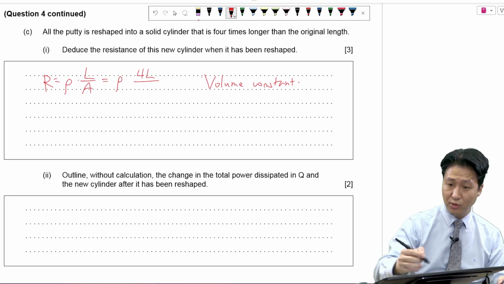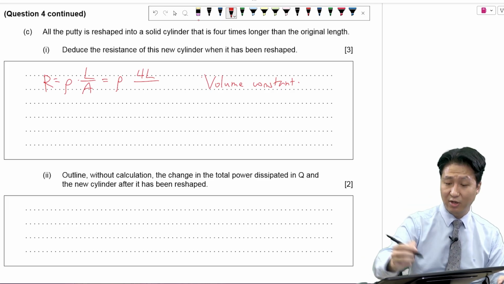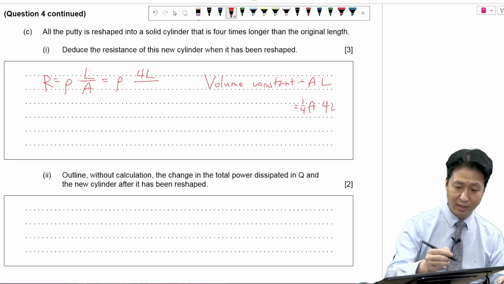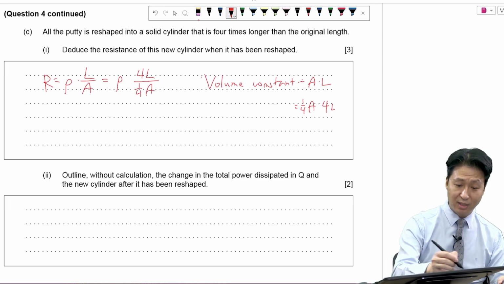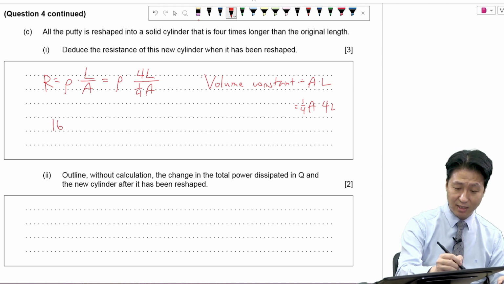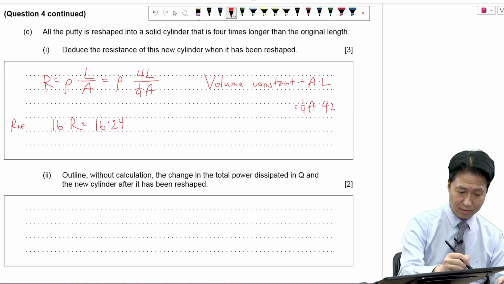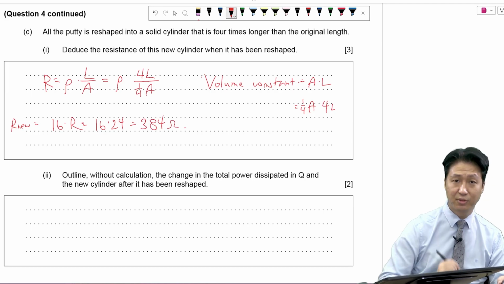So area times the length is the volume, by the way. If we make 4 times the length, it means you have 1/4 of the cross-sectional area. So you have 1/4 of the cross-sectional area, which means you have 16 times the original resistance, which is 16 times 24, which is about 384 ohms.